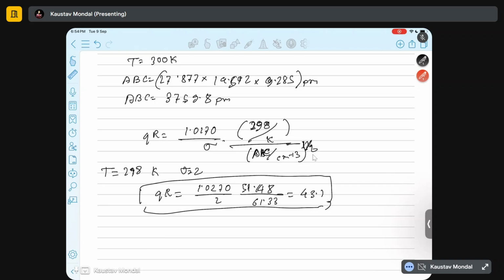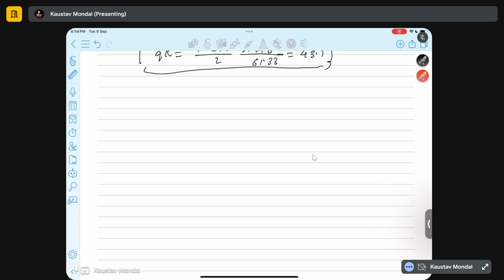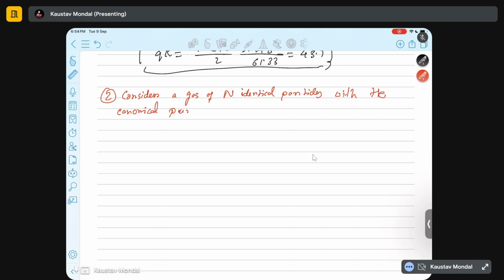Now we'll discuss another problem, problem 2. Consider a gas of N identical particles with the canonical partition function.